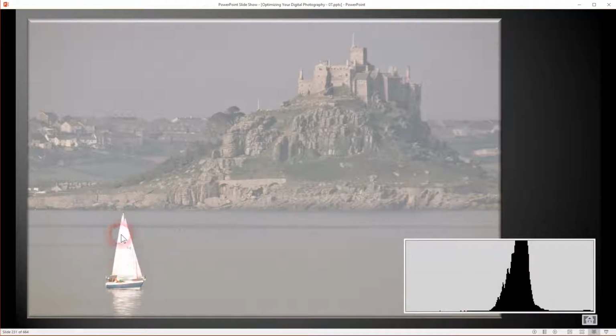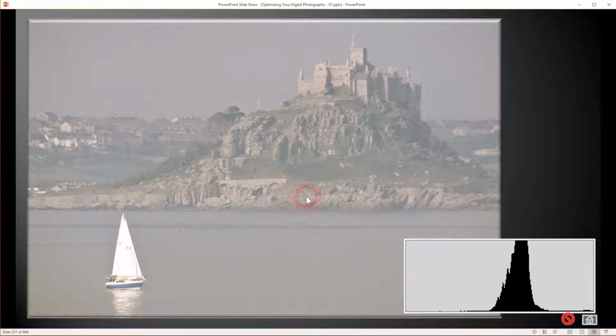And again, this is another one of these rather low contrast images, but that's the appeal of this particular image, I feel. We've got the sails here, almost white, represented by the little peak here. Most of the image is in the center because it's a sort of hazy day, and that's the effect that we're after. We wouldn't want a great big load of pixels on the left hand side, the darks and the blacks, because it would get rid of that hazy day feeling.